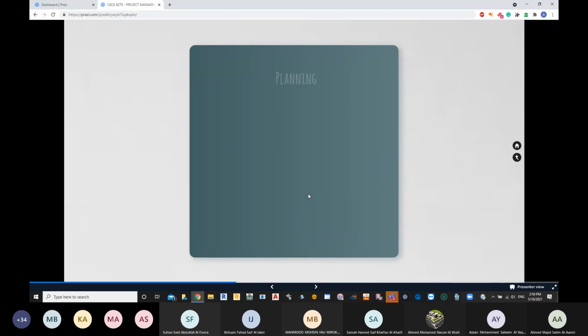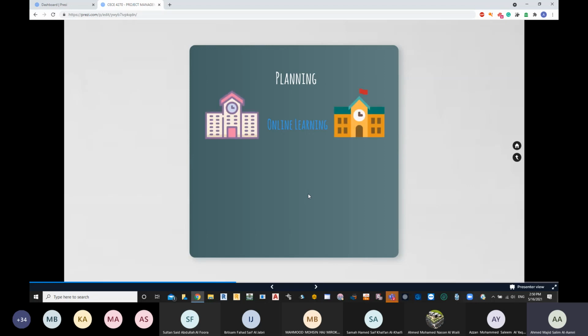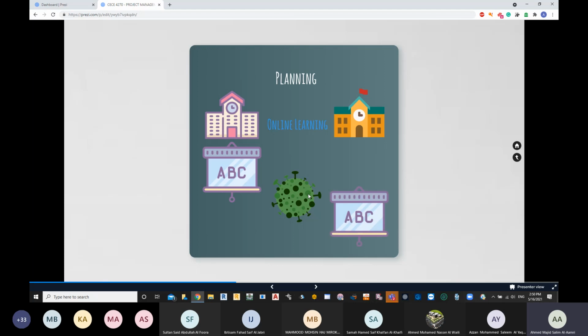Planning. Online learning. Okay. And we have two universities. University number one was using and operating online learning before the pandemic. Another university started to use online learning only after the pandemic.